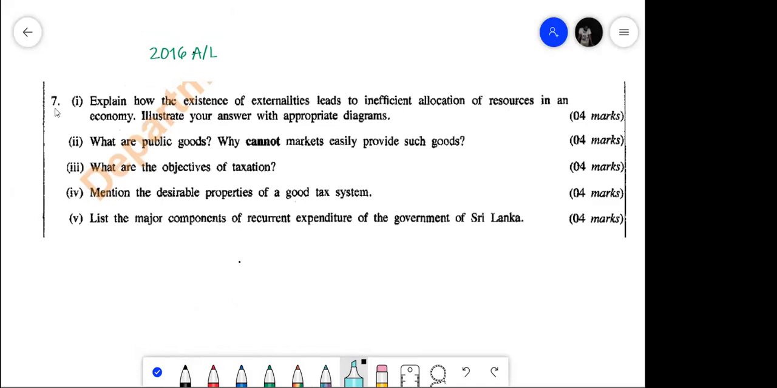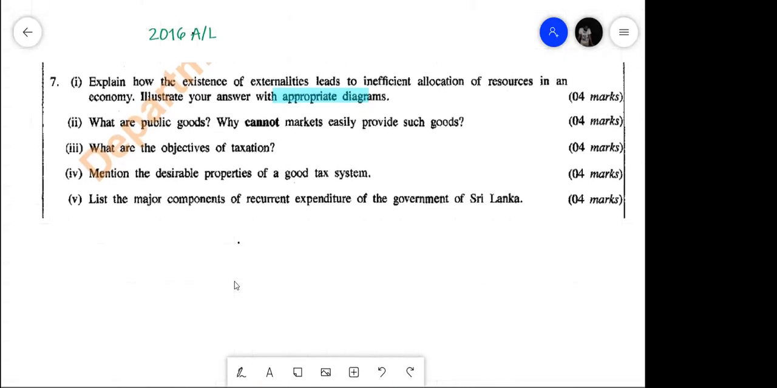Okay, so 2016. Explain how the existence of externalities lead to inefficient allocation of resources in an economy. Illustrate your answer with appropriate diagram. So guys, you can talk about all of the externalities, right? A negative externality, a positive externality, production, consumption, because they're not saying which one exactly. You can talk about it in general, whatever you want.